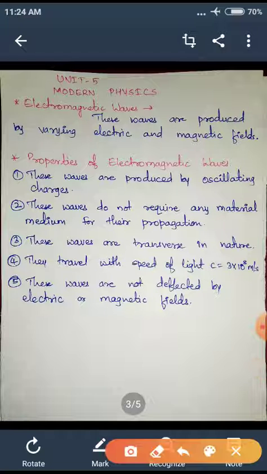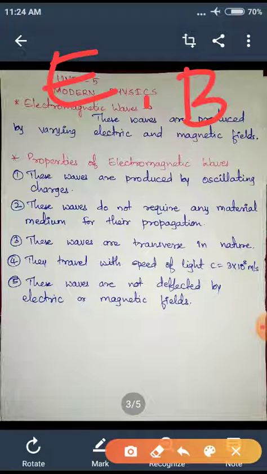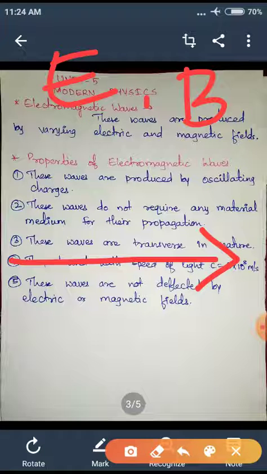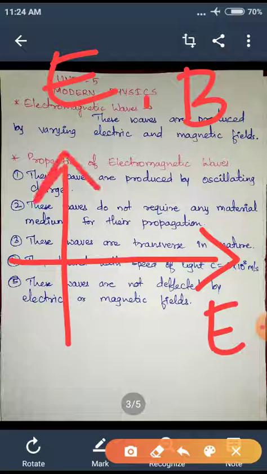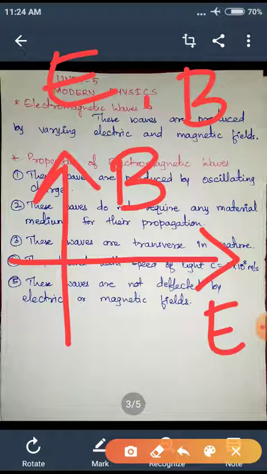So first let us see the relation between electric field and magnetic field. Electric field is denoted by E and magnetic field is denoted by B. If the electric field is in this direction, then the magnetic field will always be perpendicular to the direction of the electric field. Therefore, the direction between magnetic field and electric field is perpendicular. They make an angle of 90 degrees with each other always.